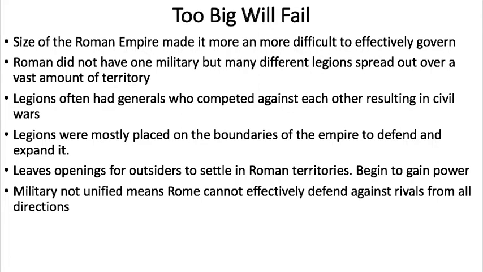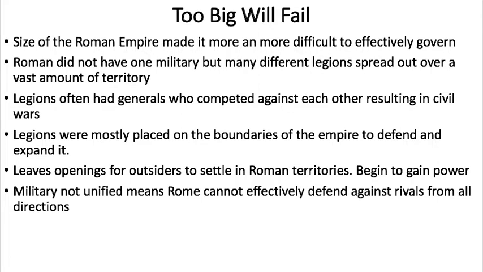On top of this, the Romans don't really have one organized army, but many different legions spread out all throughout this territory, so their military stretched thin, and often these legions are led by generals who compete against one another. Hence all the assassinations. Hence often you might have legions fighting against Roman legions and a lot of civil war. And most of the legions are on the boundaries of the empire. So the inside of the empire, the main territory, is not really defended.